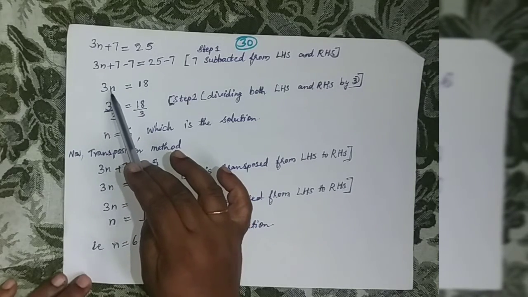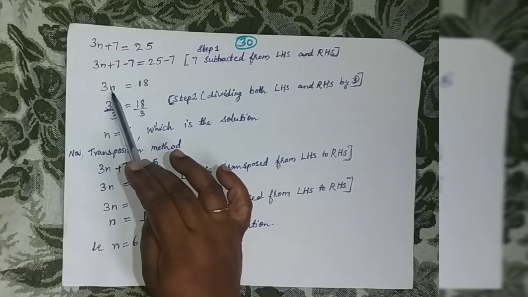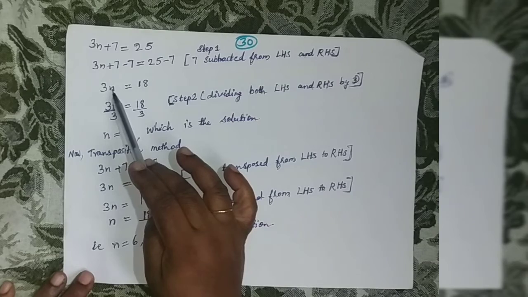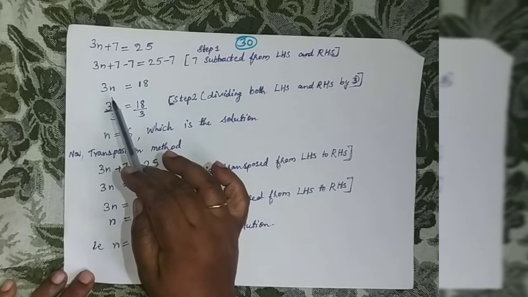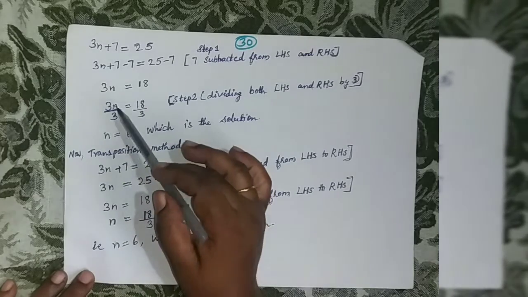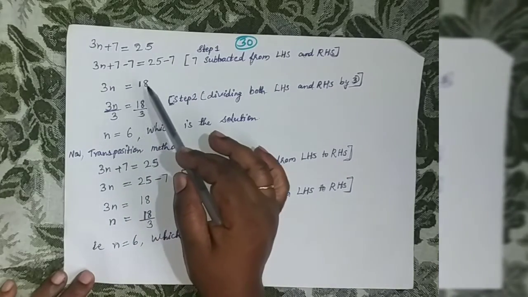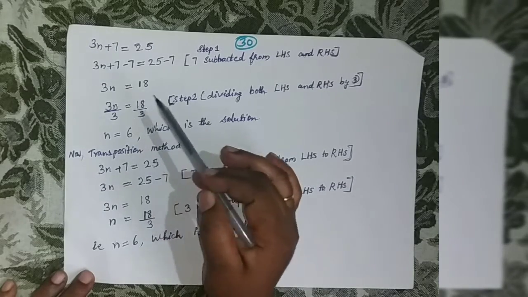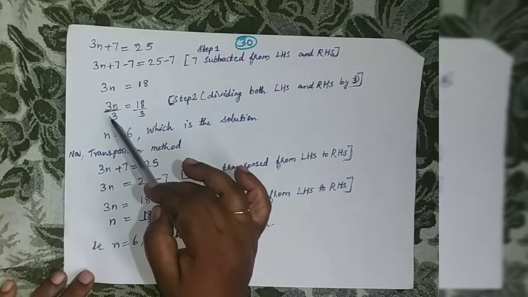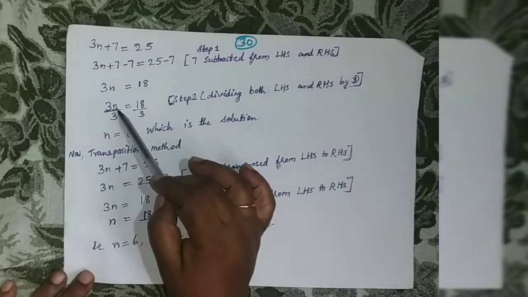Here 3 is multiplied by n. How can you remove this 3? When we divide this LHS by 3, we can remove 3 and we will get n alone. Because our method is balancing, if we divide LHS by 3, RHS also should be divided by 3. So my aim is getting n alone. 3 is multiplied. If I divide, 3 and 3 will cancel, and n alone will come.